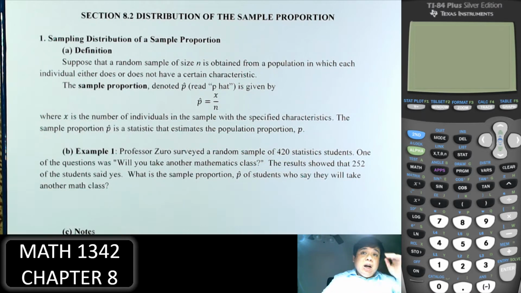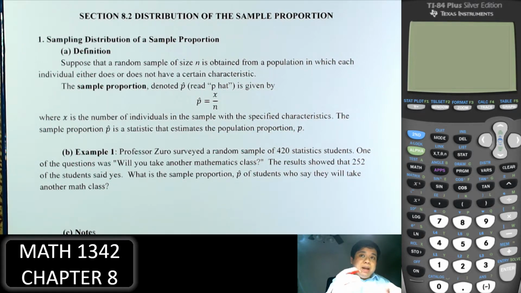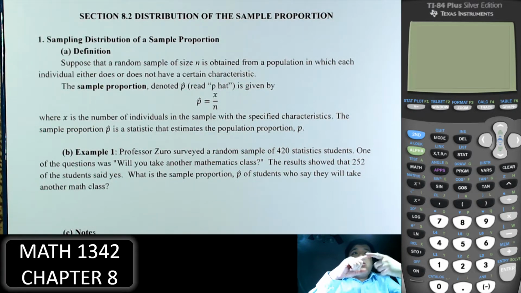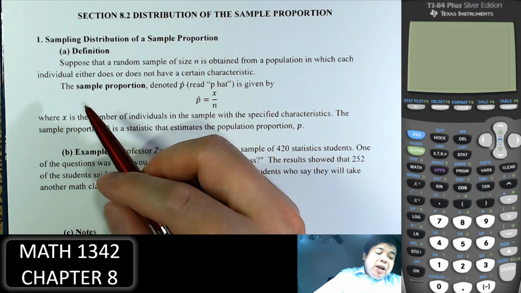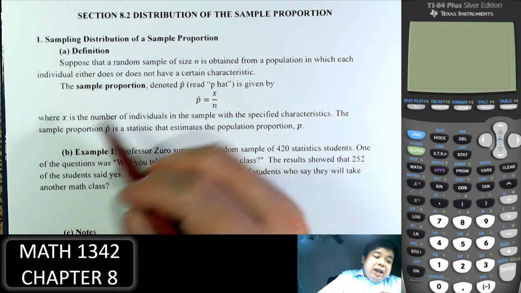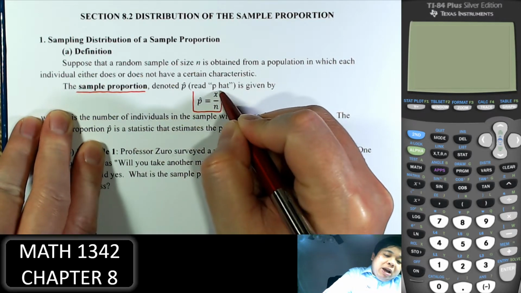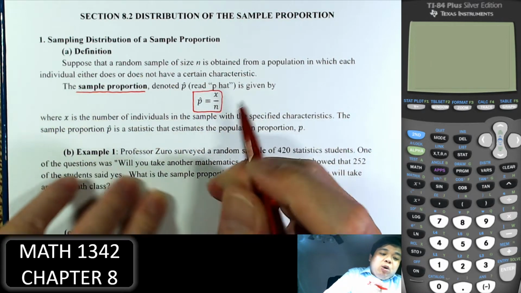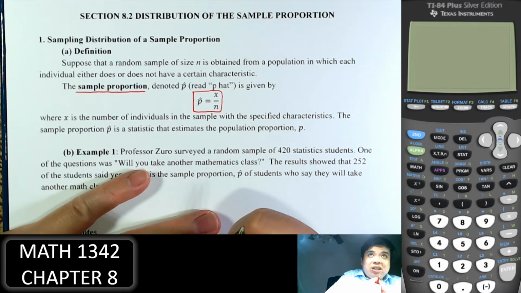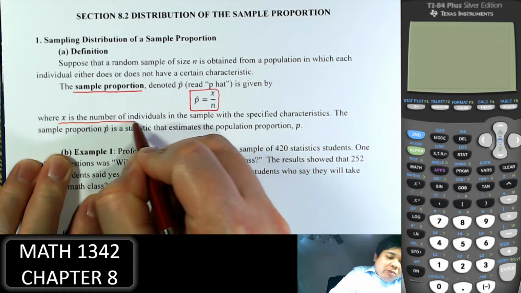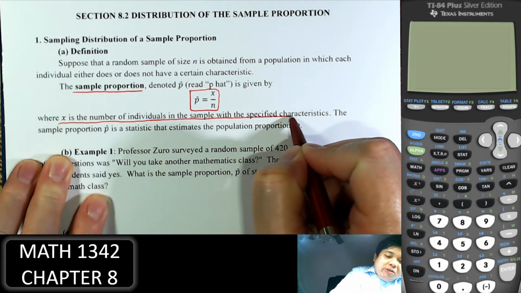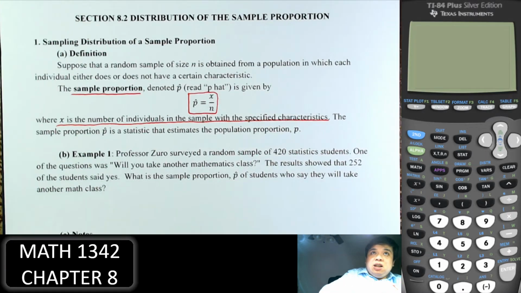Right. So the difficulty in this section, as in the previous section, is the notation and what it actually means. But after we calculate the mean and the standard deviation, we find a normal CDF, and the rest will be very simple. Now, suppose a random sample of size n. We define the sample proportion as x divided by n. Once again, n is the sample size and x is the number of individuals in the sample who have the specified characteristic.